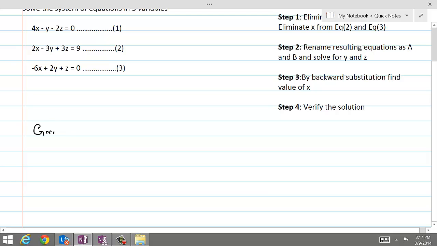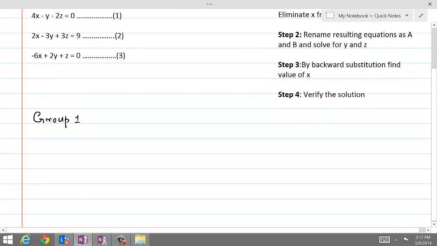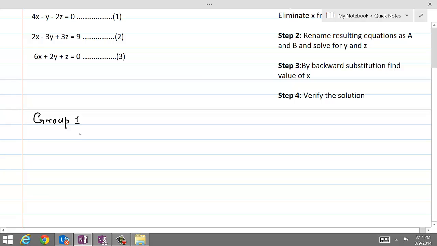Group 1 will consist of equation 1 and 2. So this would become 4x minus y minus 2z is equal to 0, and the second equation would be 2x minus 3y plus 3z equal to 9. This is group 1 of equations consisting of equation 1 and 2.